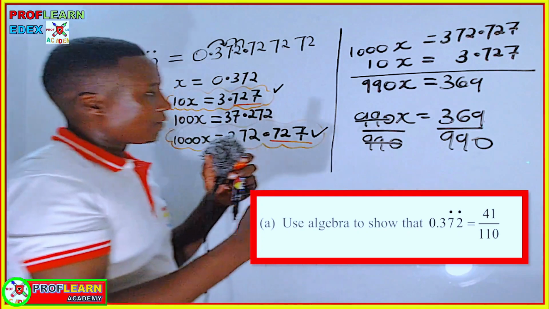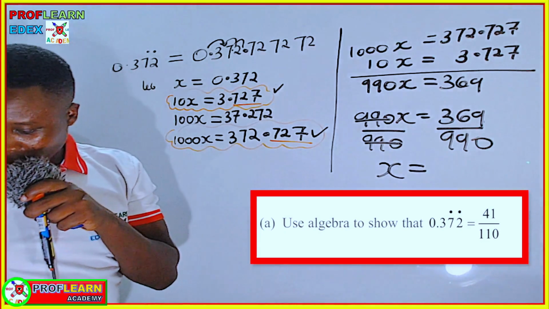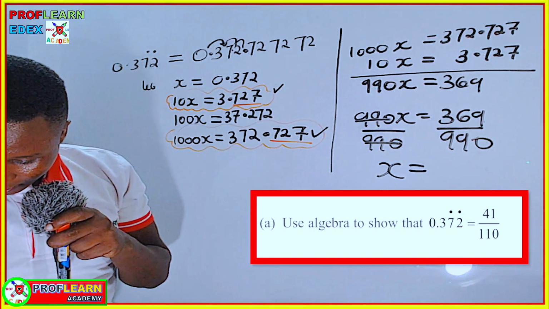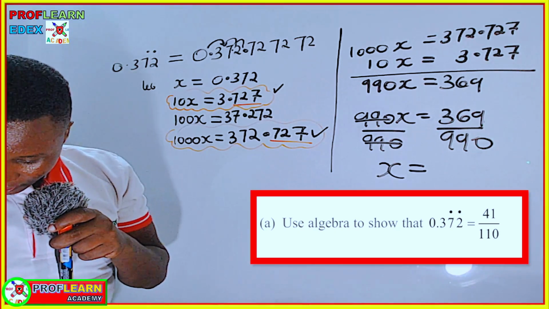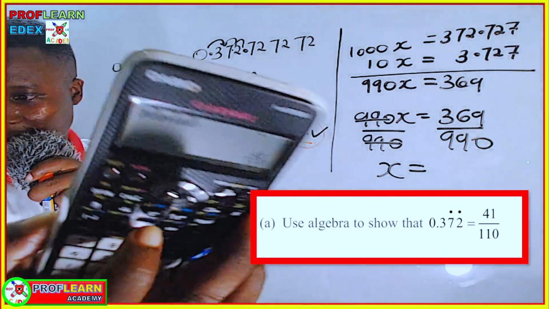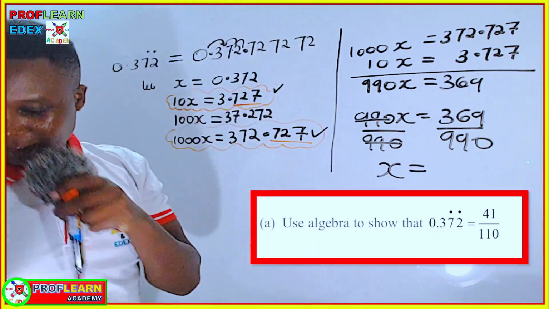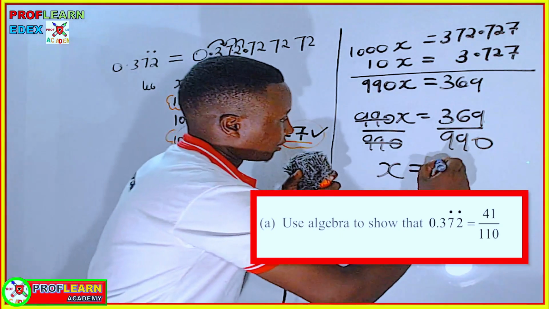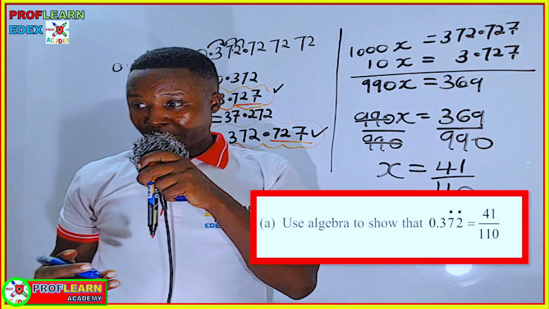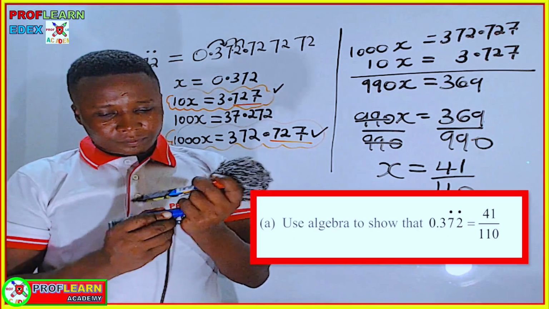This will cancel out, and we are going to have x equivalent to 369 divided by 990. If you put that in your calculator, can you check? The answer is 41 over 110. So we have our answer as 41 over 110, which is exactly what we were supposed to show in this particular question. So those are the steps.